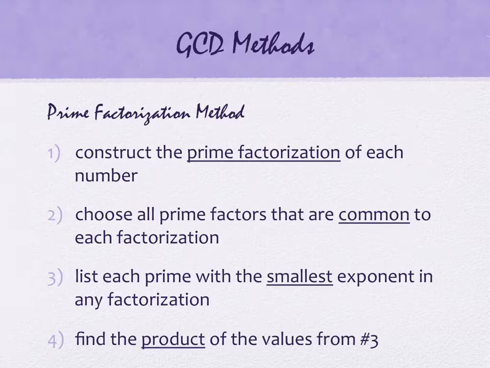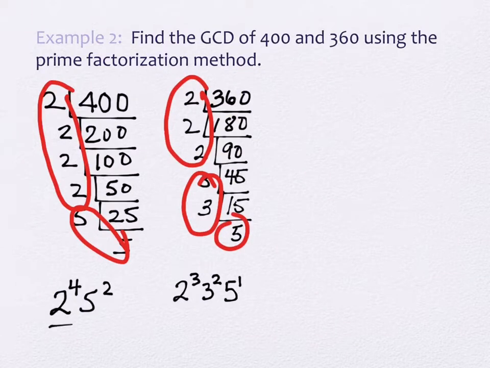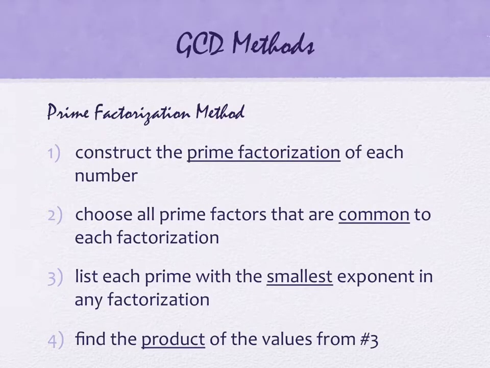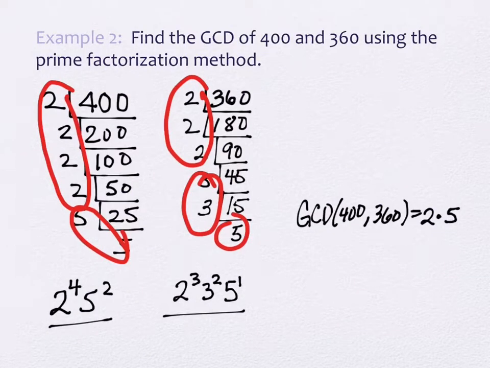Step 2 is to choose from my list of prime factorizations what bases, what factors do they have in common? They have a 2, and what else? And a 5. Okay, so that's step 2. Step 3 is to identify what the powers are. So we use the smallest power for each one of those. So this is 2 to the 4th, and this is 2 to the 3rd.